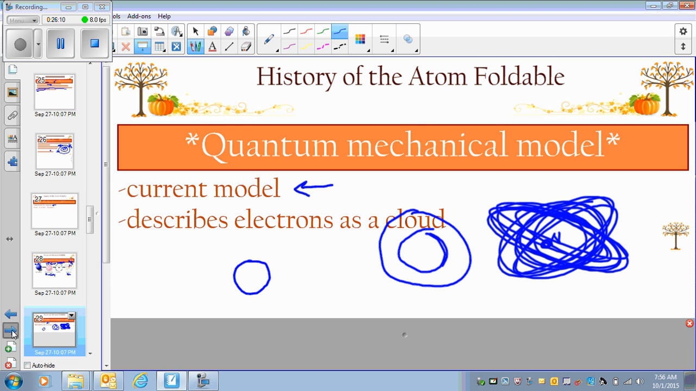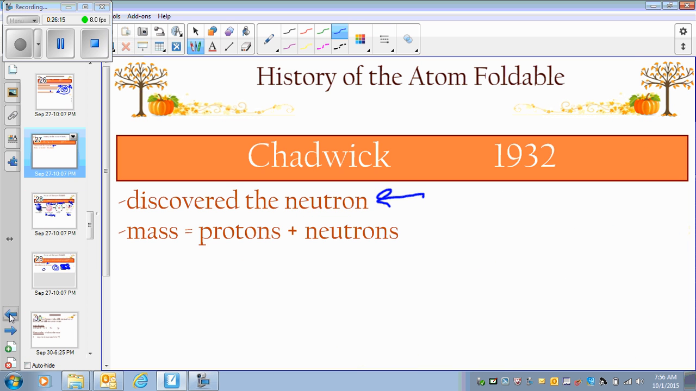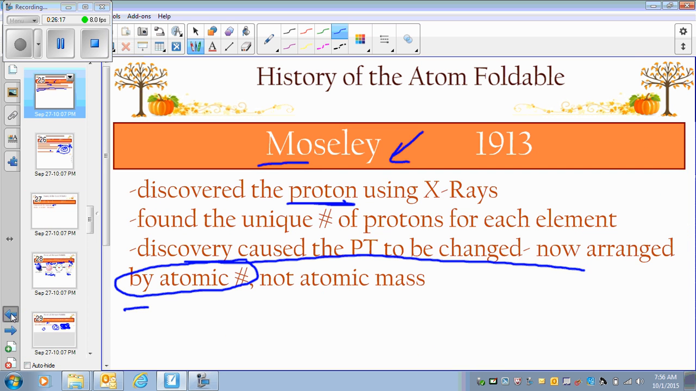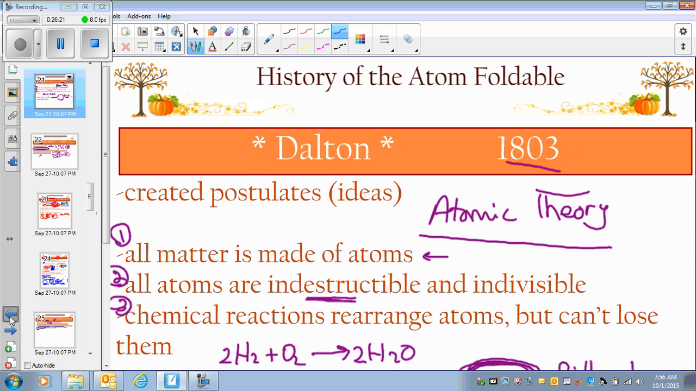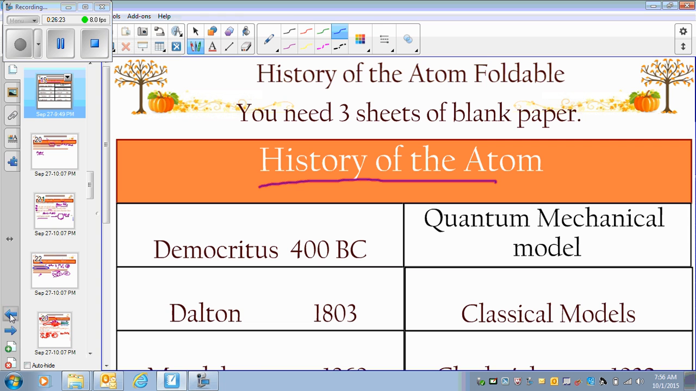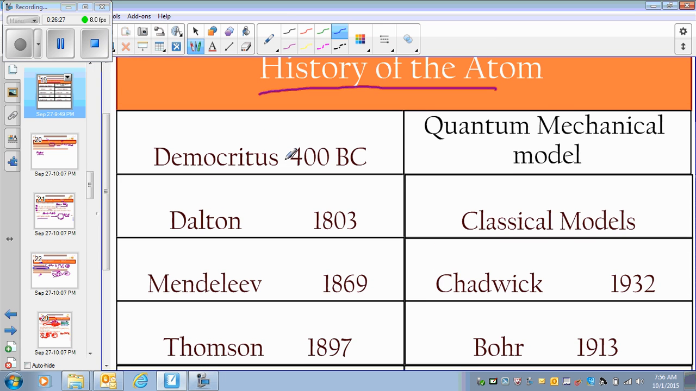So these are the models that you need to know about the atom. You need to know the history of the atom. You need to know the history of the periodic table. All these notes that I have given you go underneath the scientist. So you are supposed to pick up the flap of each scientist and write the notes underneath it. Let me know if you have any questions.